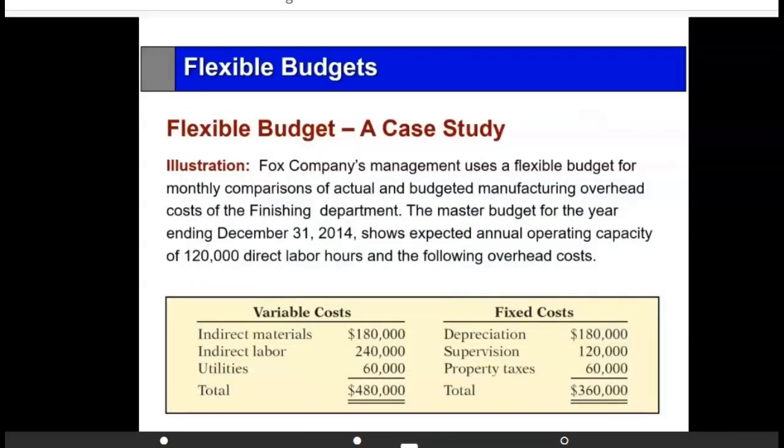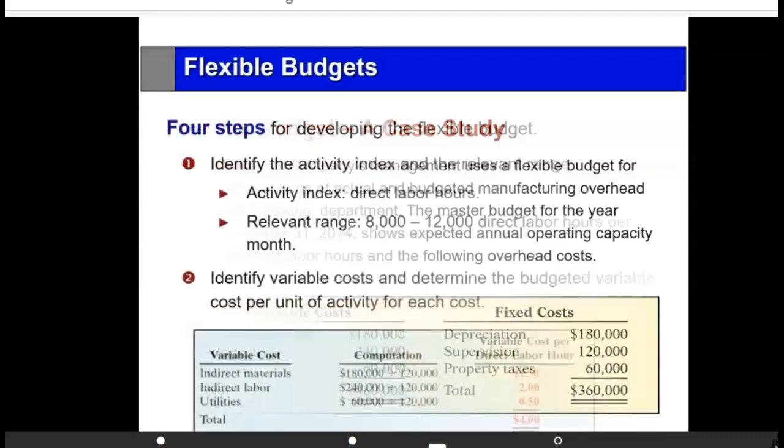Here's another case study. Fox Company management uses a flexible budget for monthly comparisons of actual and budgeted manufacturing overhead costs of the finishing department. The master budget for the year ending December 31st shows the expected operating capacity at 120,000 direct labor hours. And so we have variable costs: indirect materials 180,000, indirect labor 240,000, utilities 60,000, and fixed costs as follows.